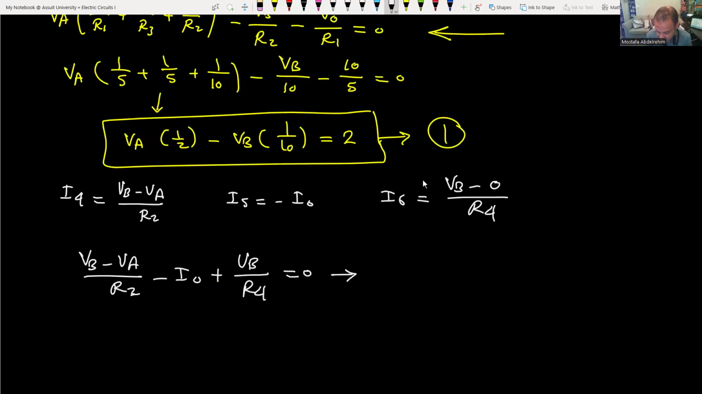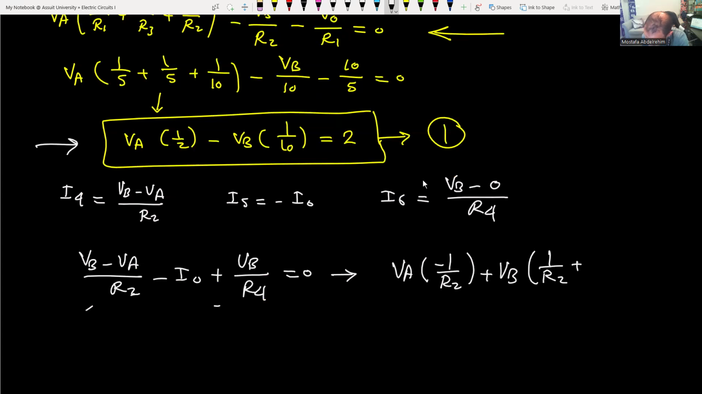In the first equation, I started with VA, so I'm going to start with VA again. I'm going to take VA on the side here as a first term, so VA multiplied by minus 1 over R2, plus, I'm going to take VB as a common factor because it's in here and here. So VB multiplied by 1 over R2 plus 1 over R4. And I'm going to bring this guy to the other side, the right-hand side, with a positive sign. So plus I naught.